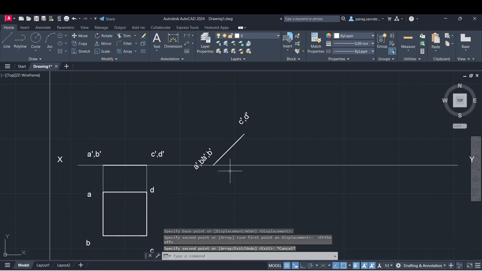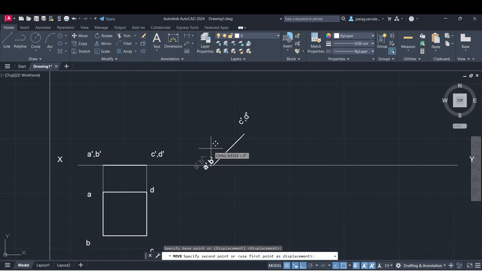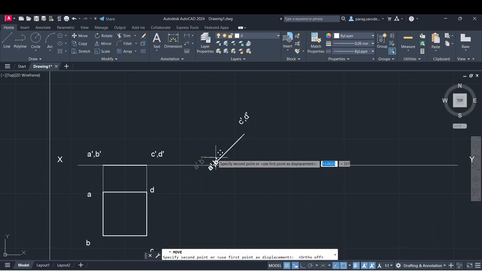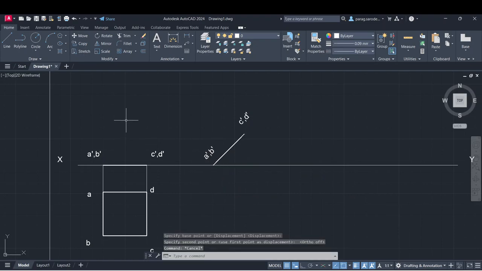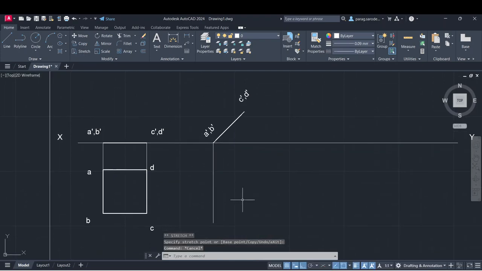What do I need to do? Instead of moving, I created a copy. Now from these two points, I'm still keeping the layer 0.09 so that the line thickness will be properly maintained. See this, I'm taking the vertical projections. Switch on the ortho mode. Like this. You can extend it if required. Slightly extended, I have drawn. Then from C dash D dash also, I will draw this extended line. These are the projectors I have drawn from A dash B dash and C dash D dash.